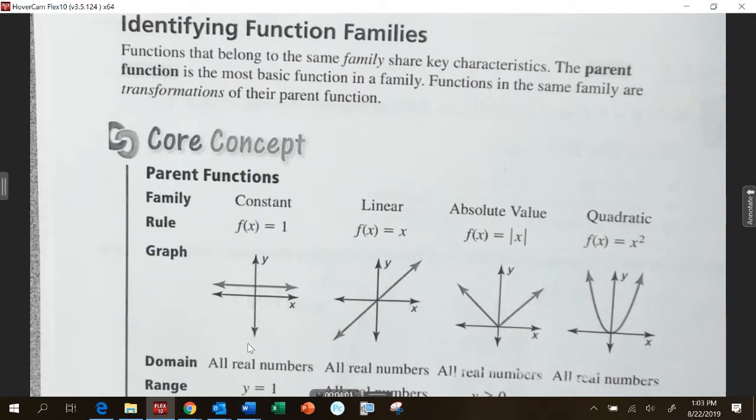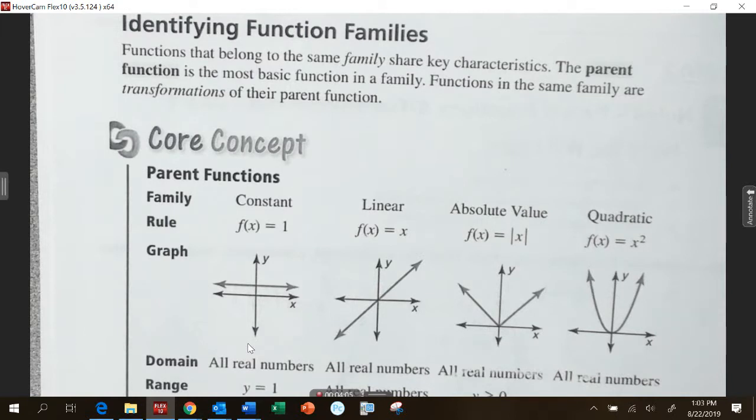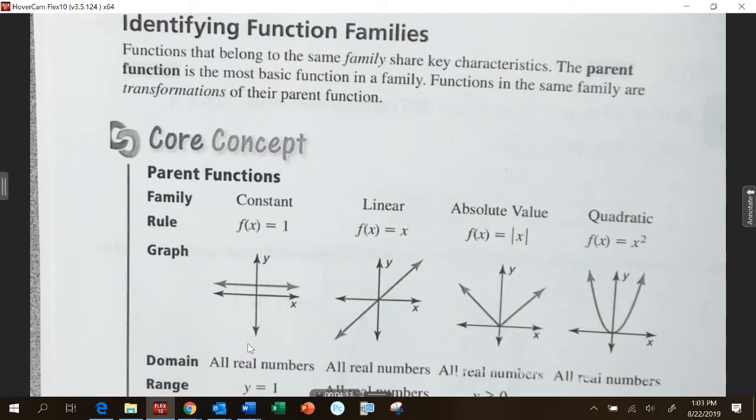Yay! Parent functions! Yay! Okay, so parent functions are like the people that birthed you. Technically, there's 2 people that went into that process, but yes, only one person birthed you. You're right.